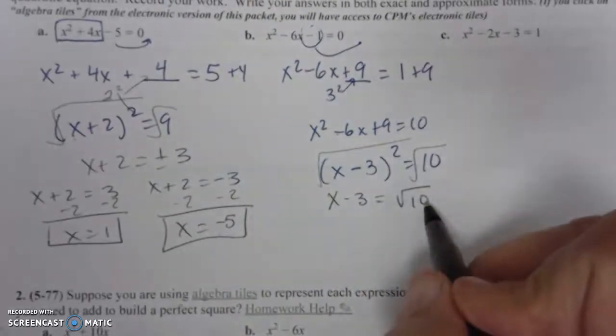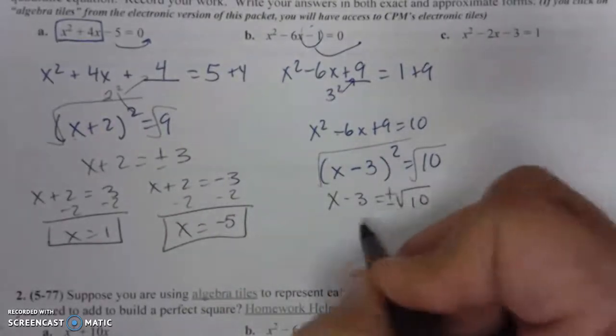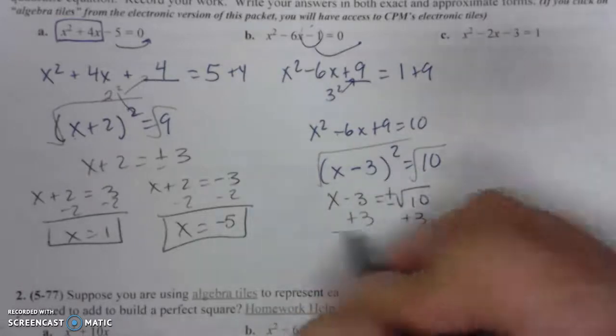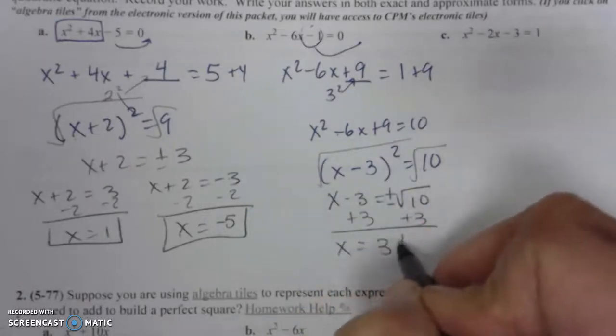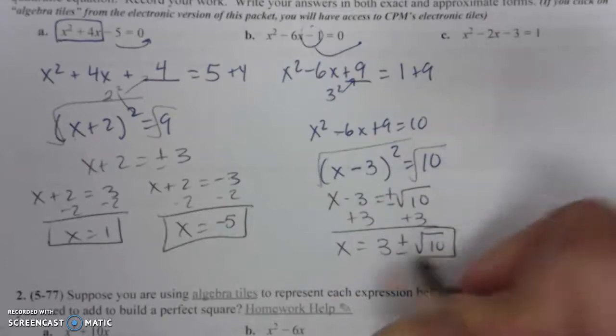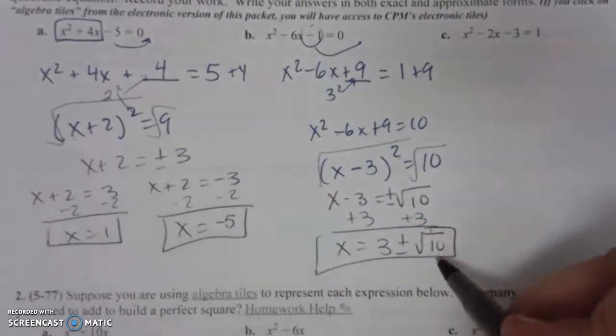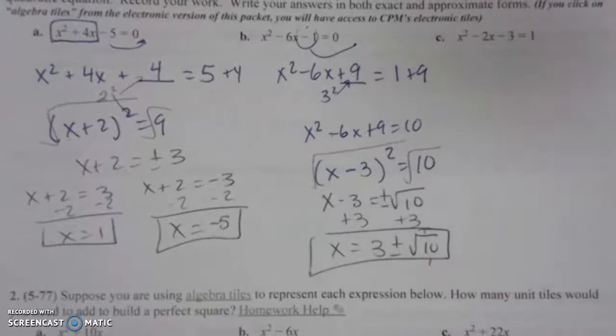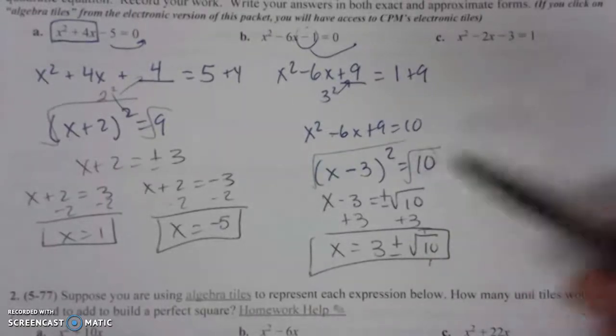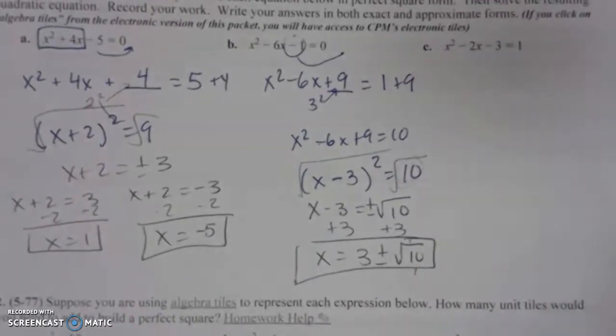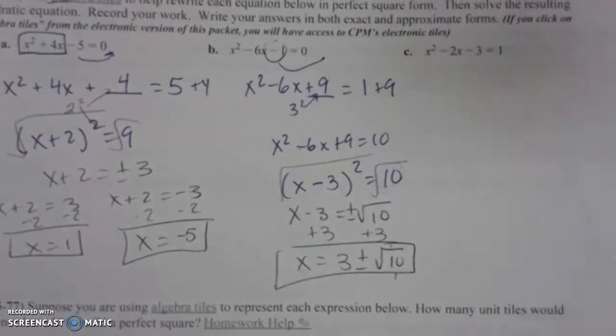This does not come out nicely, and it's a plus and a negative. If I add 3 to both sides, I'm going to get x equals 3 plus or minus the square root of 10. There are two answers. How do I know there were going to be two answers? Because remember, this was set equal to a positive number. Whenever there's a positive number, you're going to have two answers.